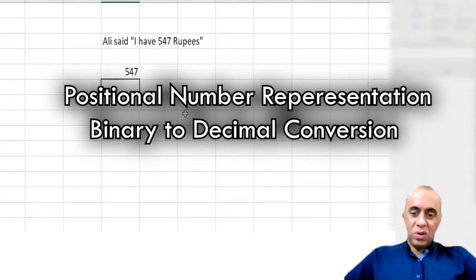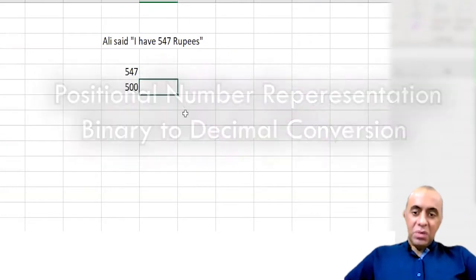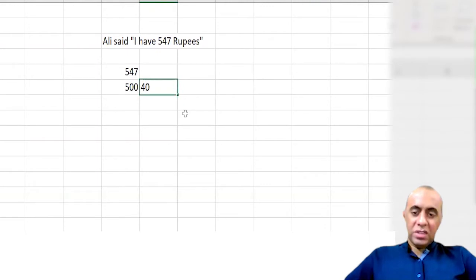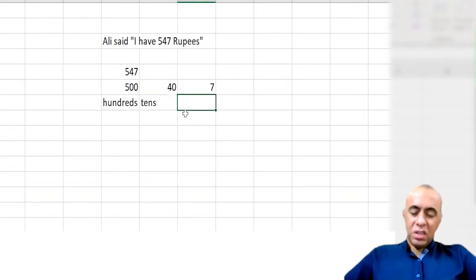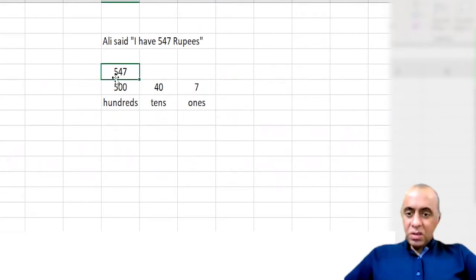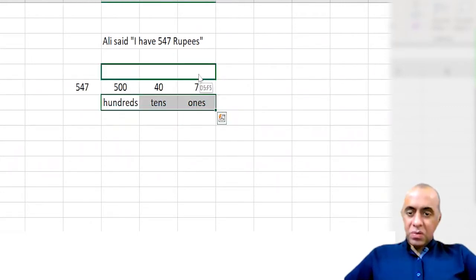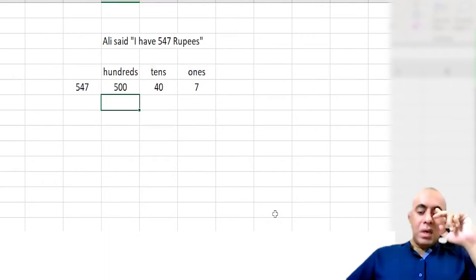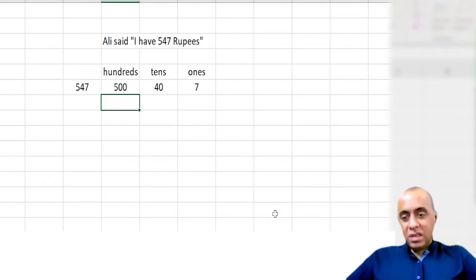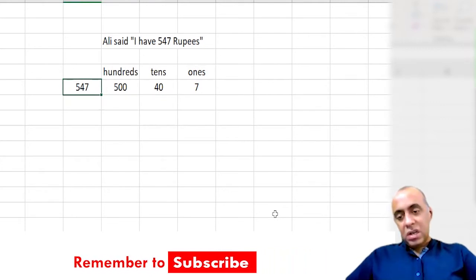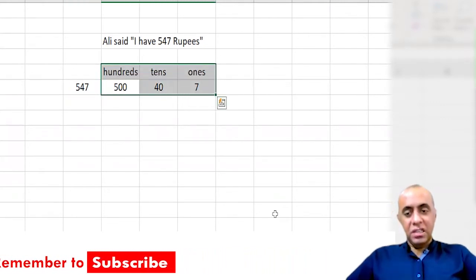Maybe he has a note of 500, and then maybe he has 40 rupees in tens, and then maybe he has 7 rupees in coins, right? So this part is called the hundreds part. This one is called the tens part, and this one is called the units part, or sometimes ones. So let me write it over here, and let me write this one over here. I hope everyone agrees that this is the amount that he will have if he has these things in these formats.